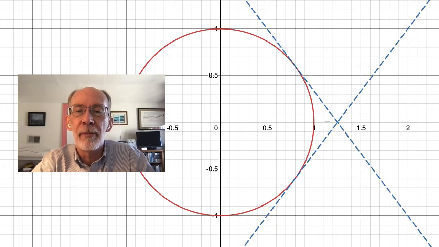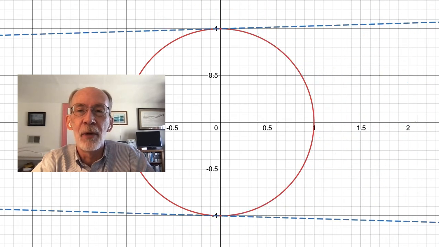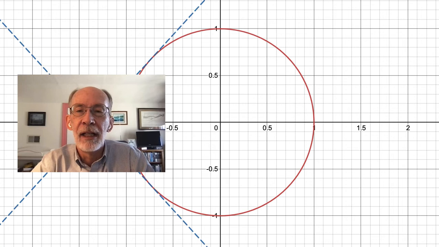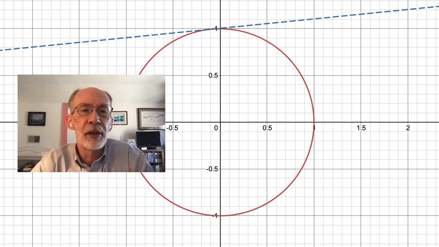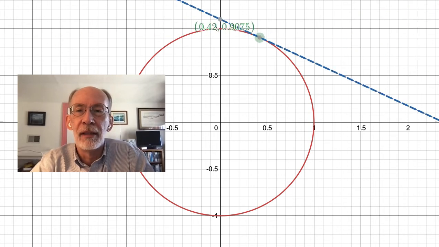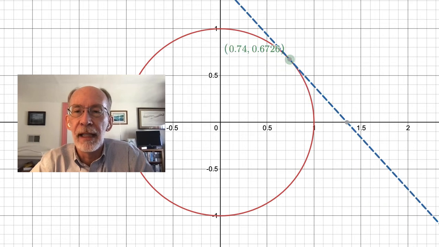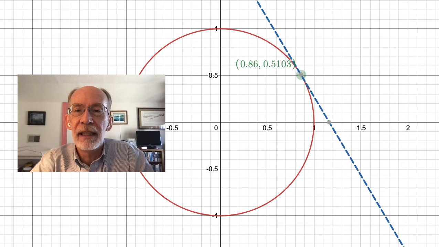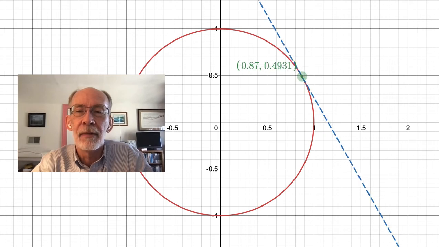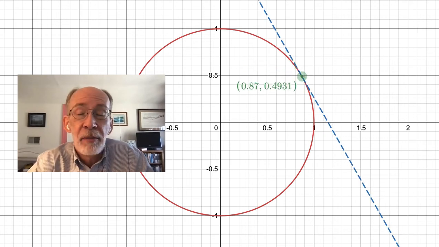I can treat the top hemisphere as a function y of x. I can treat the bottom hemisphere as a function y of x, but I can't treat the entirety of the circle as a function. Fortunately, it's not necessary that we be able to do that in order to answer the question in front of us. We wanted to know the equation of the tangent to the circle at √3/2, 1/2, so roughly about here. And that should be doable, right?